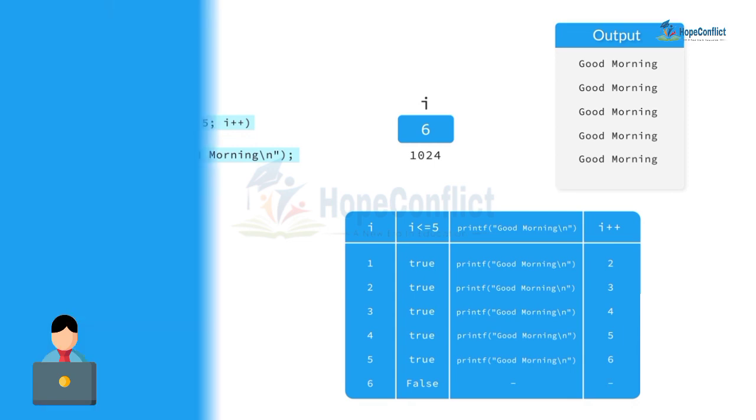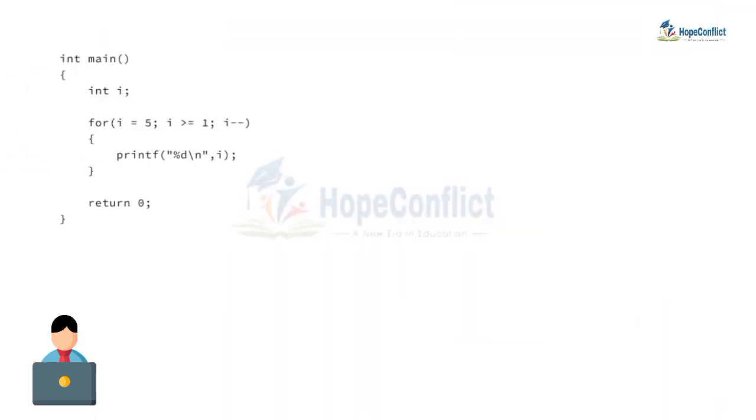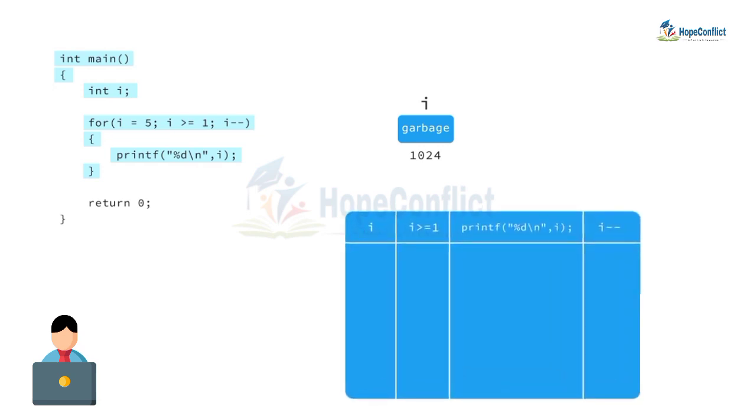Now see another example program to print 5 numbers from 5 to 1 in descending order. So we have the main function and we declare I. And then we have the for loop. And we have for I equal to 5, I greater than or equal to 1, I minus minus. So first initialization happens and I equal to 5 now.